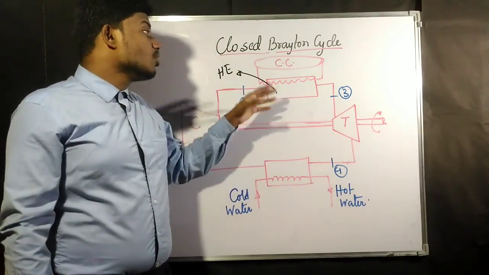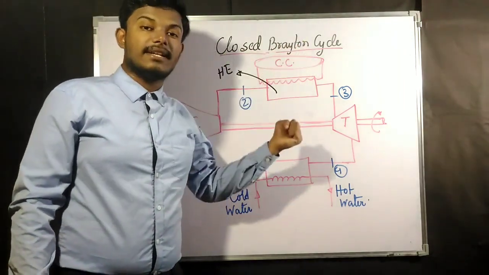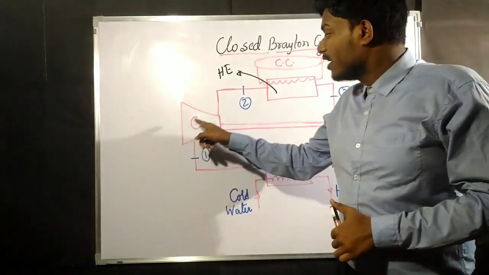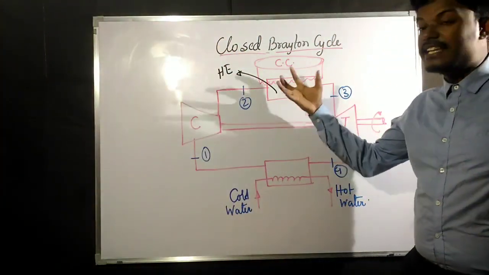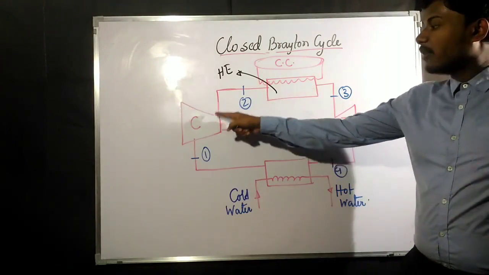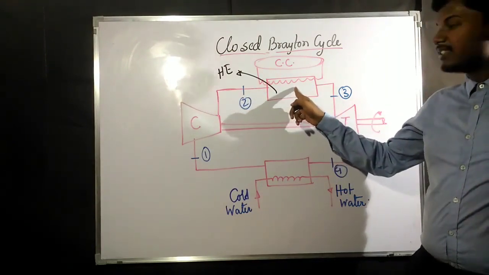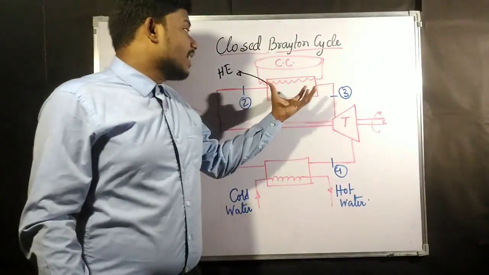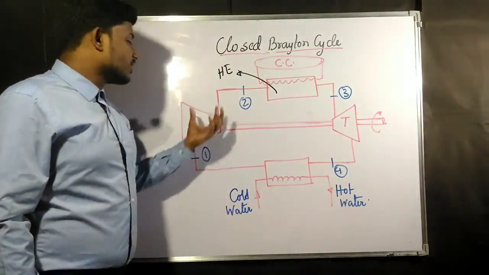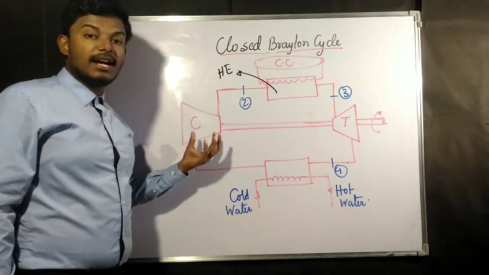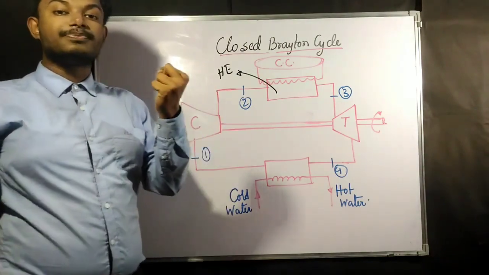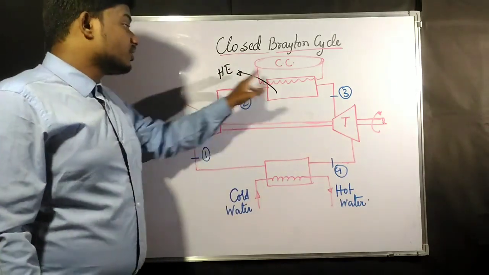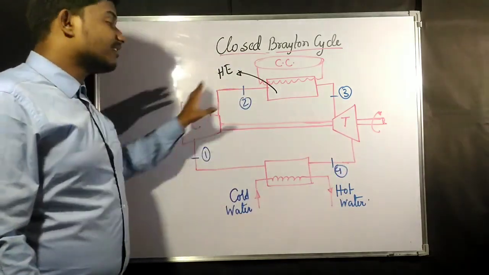Now we are taking only the heat from the combustion chamber, and we are not burning the air. We are just heating the air. The compressed air is heated in the heat exchanger, and it is allowed to pass through the turbine. By compressing the air we increase its temperature and pressure, and this air is acting as the working fluid.